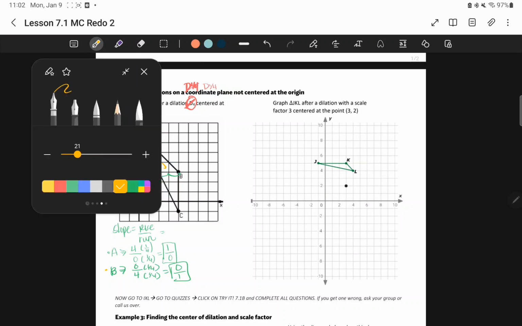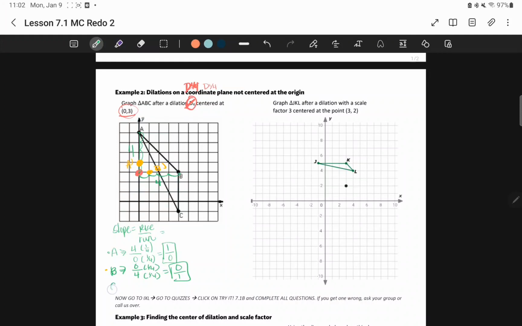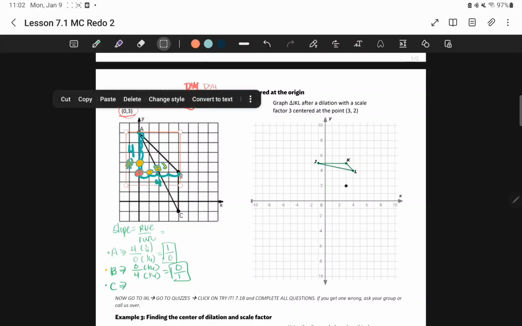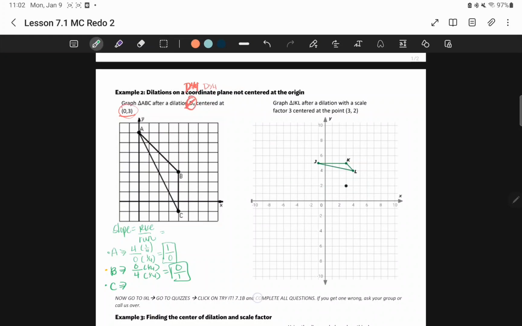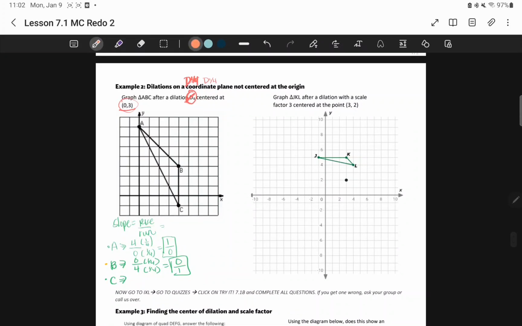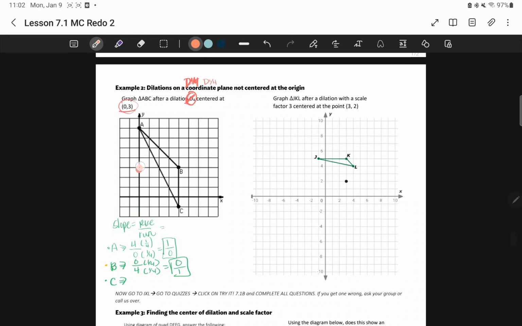And then our last point is point C. So let's find the slope. This is going to be the one that really shows you things. Here's our center. From the center to C, we do rise over run. We're going down 1, 2, 3, 4, so negative 4. And then we're running 1, 2, 3, 4.